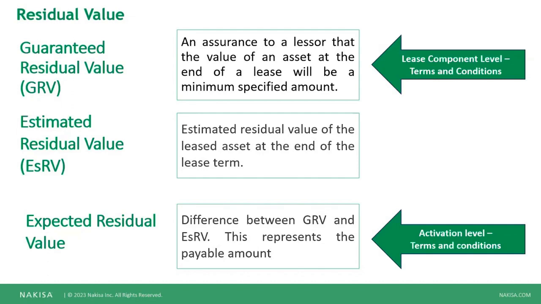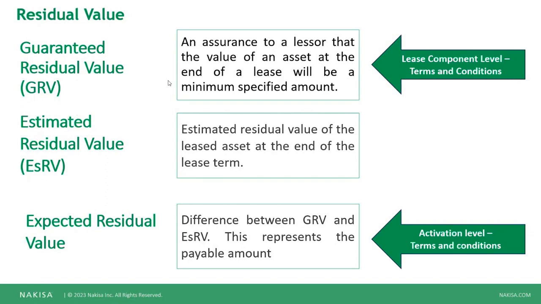expired. And we have three aspects to it. One is guaranteed residual value, which is the assurance given to the lessor that the value of the asset will be a specified amount at the end of the lease term. And then we have estimated residual value, and then expected residual value, which is the payable amount if the guaranteed residual value is higher than the estimated residual value.